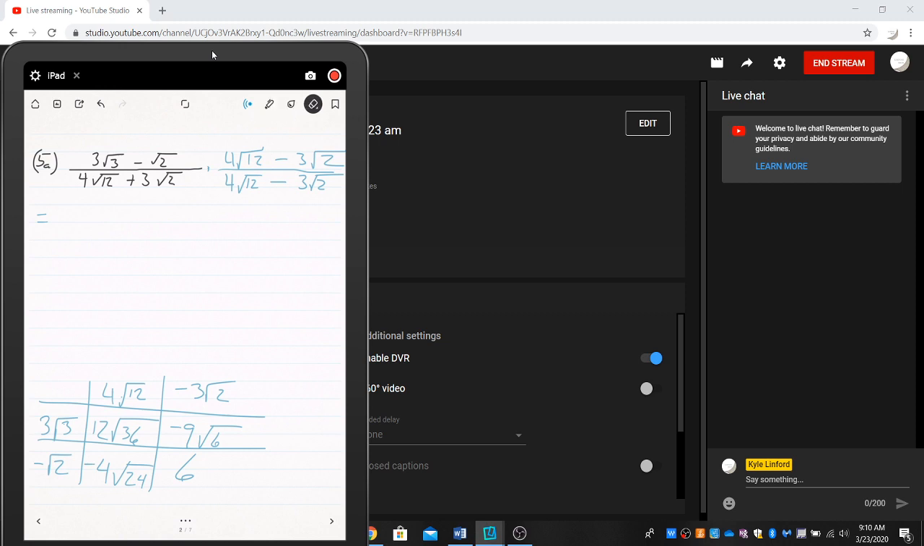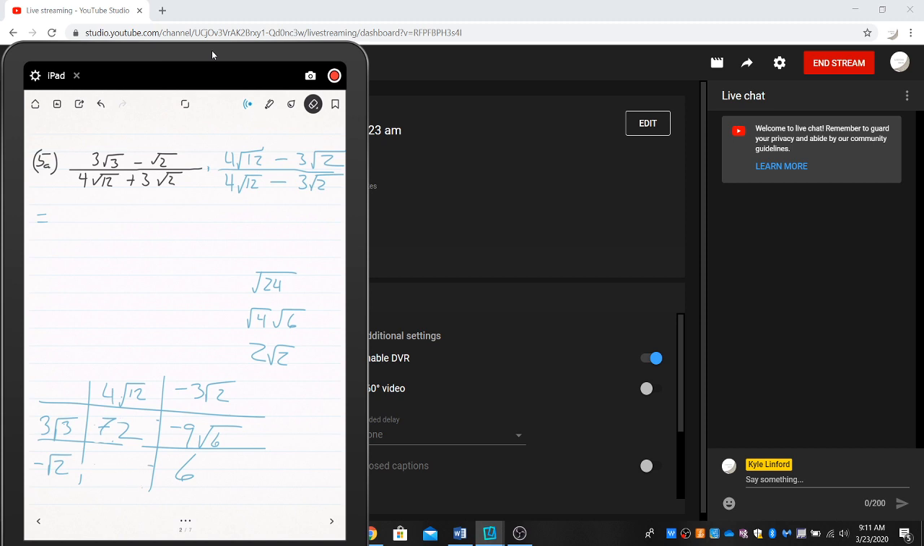All right, negative 4 and root 24. So we said this first one is just going to be 72. And then root 24. Well, the square root of 24 can break down into the square root of 4 times the square root of 6. So that's 2 root 6. And if I multiply that by negative 4, I get negative 8.